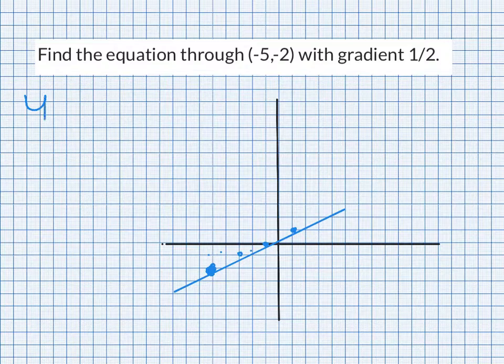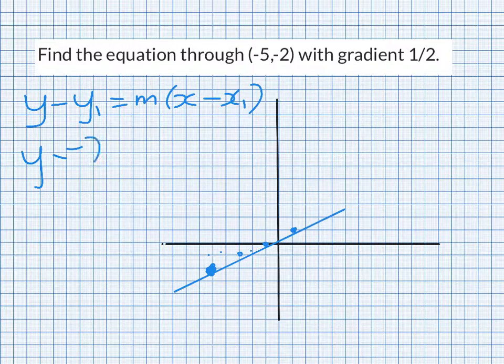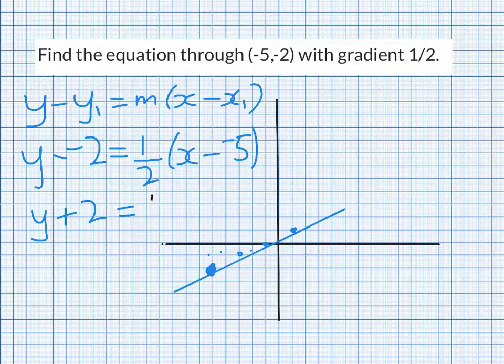Okay, so y minus y1 equals m times x minus x1. Whenever you use this rule, start off by writing down the formula. It will make your substitution way easier and it will minimize your mistakes. Right, so we're going to have y minus negative 2 equals 1/2 times x minus negative 5. Y plus 2 is equal to, let's change to the black pen, 1/2 x plus 5 over 2.